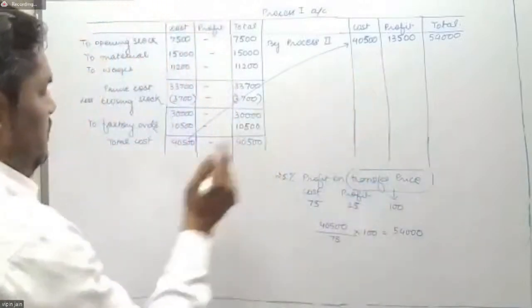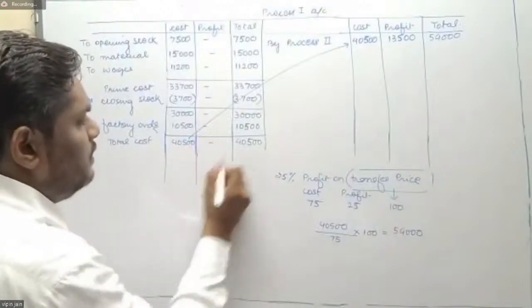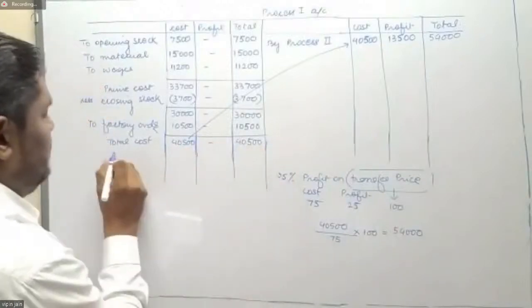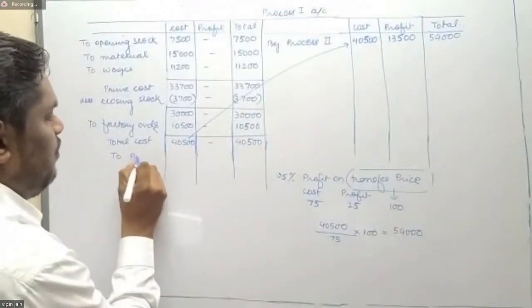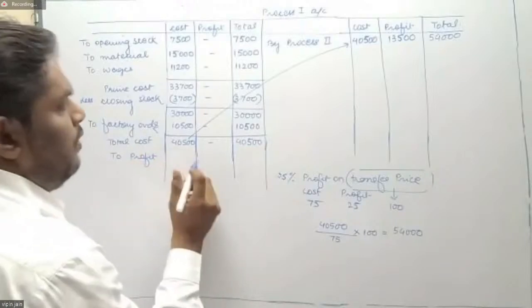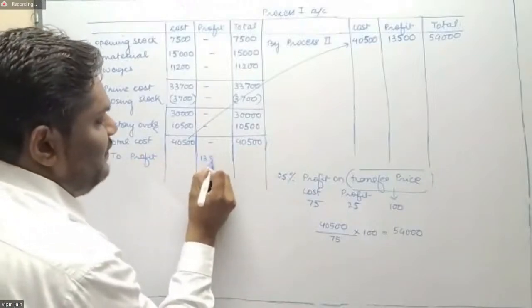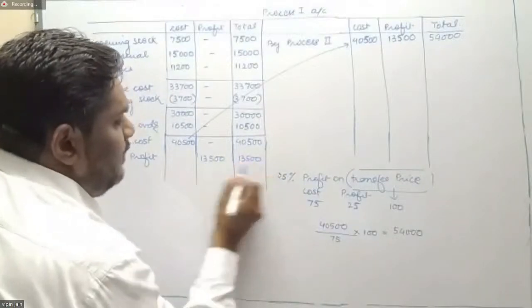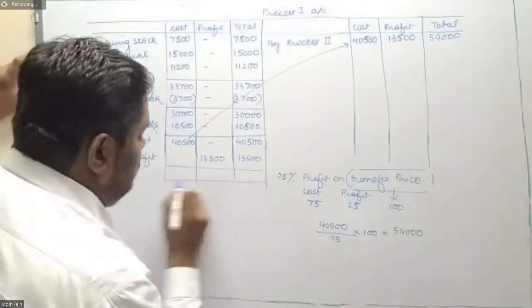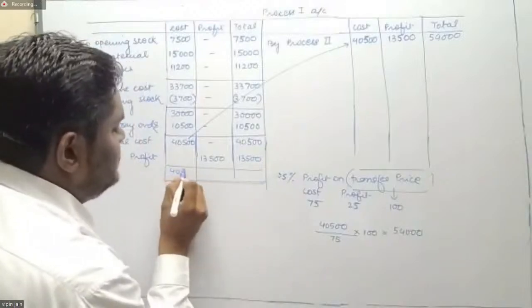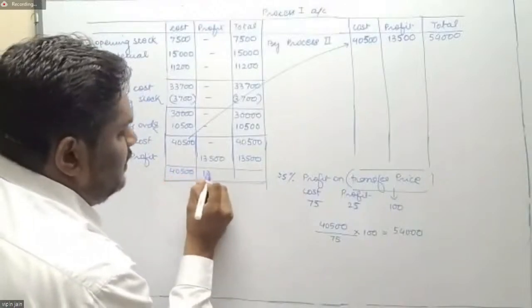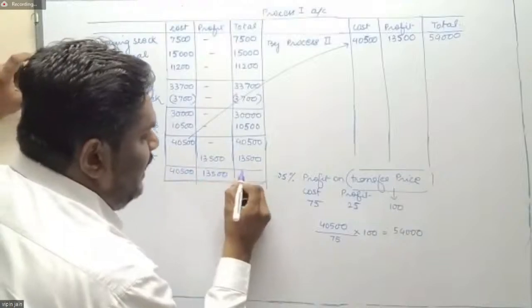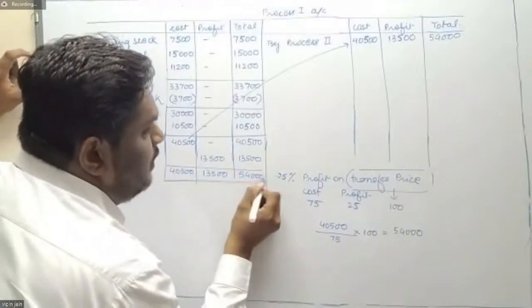So now we'll balance this account. That is 13,500 and 13,500. This is how we'll get the total amount. That is 40,500, 13,500 and 54,000.